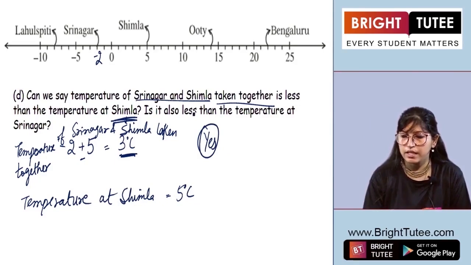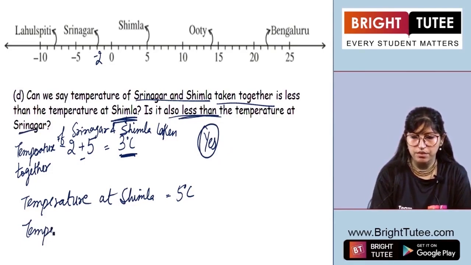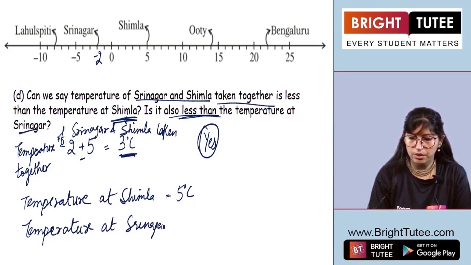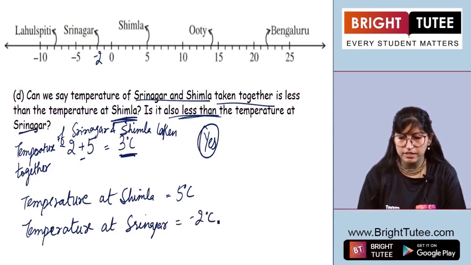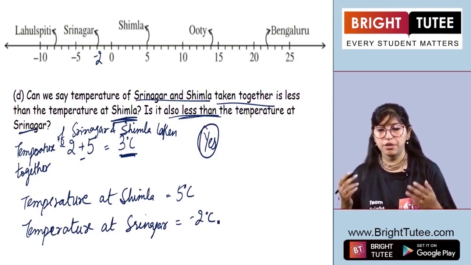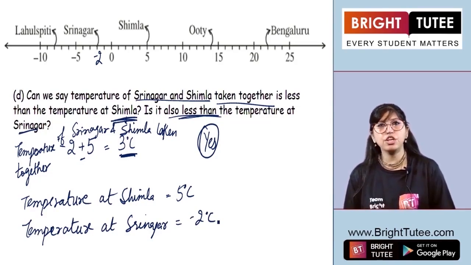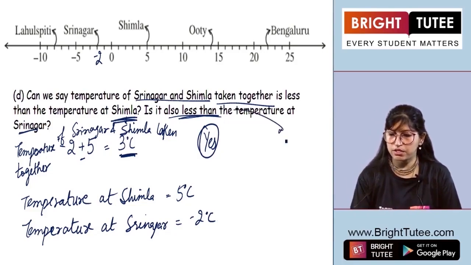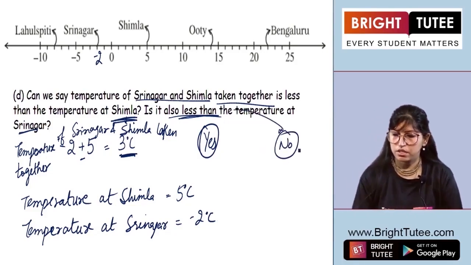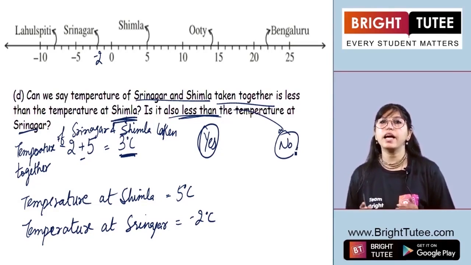There was another question, whether it is also less than the temperature at Srinagar. Now what is the temperature at Srinagar? The temperature at Srinagar is -2 degrees Celsius. Now tell me, is the temperature of Srinagar and Shimla taken together, which is 3 degrees Celsius, less than the temperature in Srinagar, which is -2 degrees Celsius? No. So for this part, the answer will be no. The temperature of Srinagar and Shimla taken together is not less than the temperature at Srinagar.